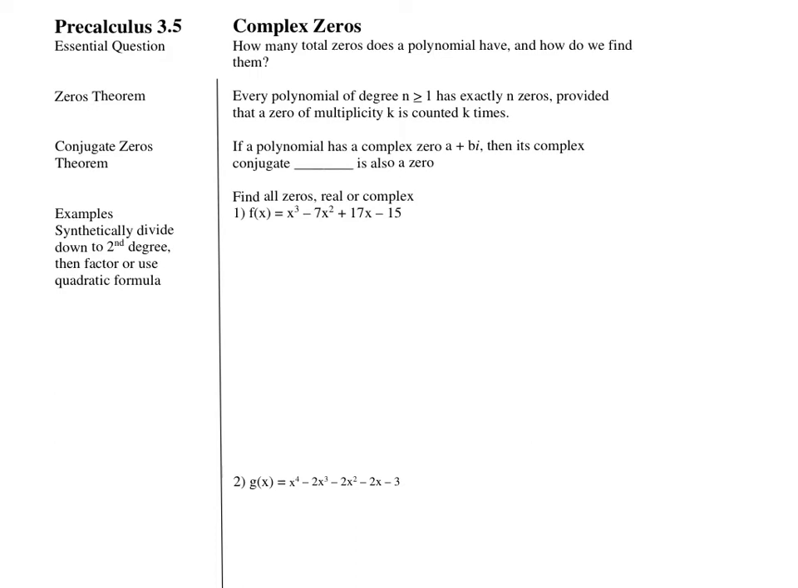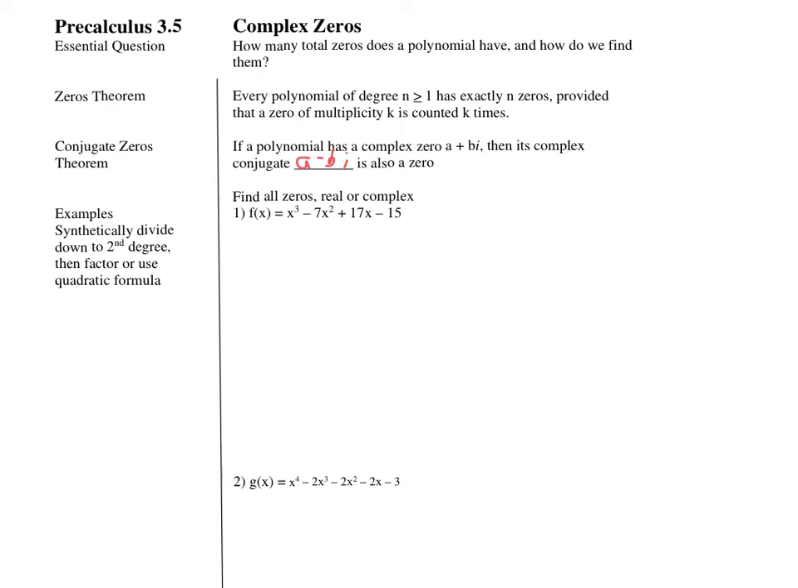Okay, next up, the conjugate zeros theorem says that if a polynomial has a complex zero of a plus bi, then the conjugate a minus bi is also a zero. So we'll find all the zeros, real or complex, here.